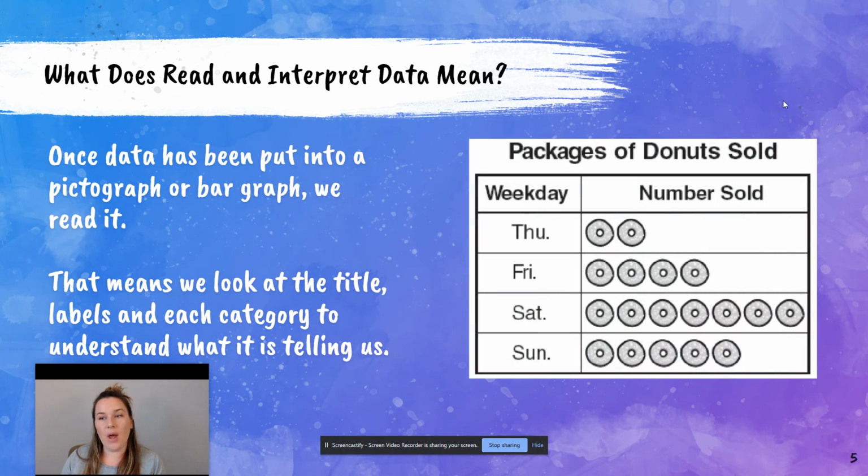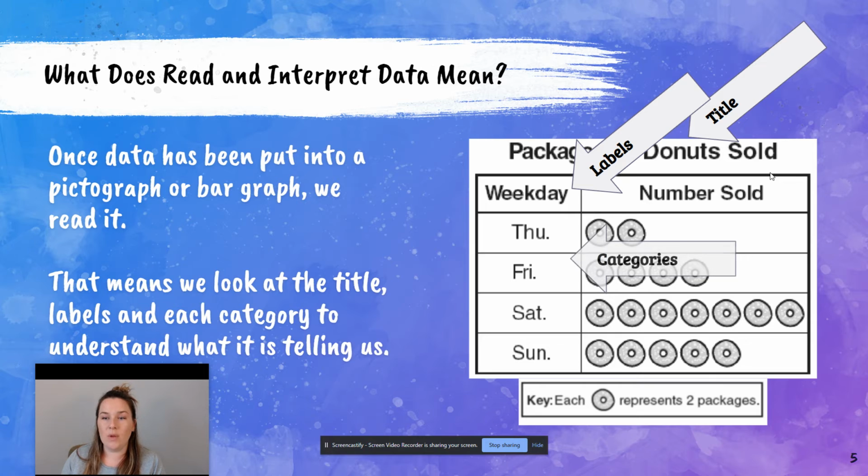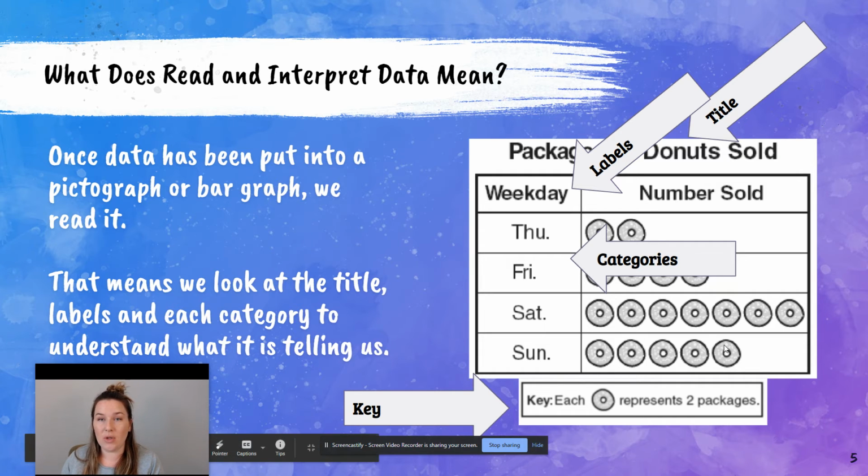In pictographs, you have your title, you have labels, so weekday and number sold are your 2 labels. You have categories. You have 4 categories here, Thursday, Friday, Saturday, Sunday. Remember, categories are kind of like the choices that you can choose from. And you have your key. Remember, that's really important to pay attention to in a pictograph because that tells you how many each picture is worth.